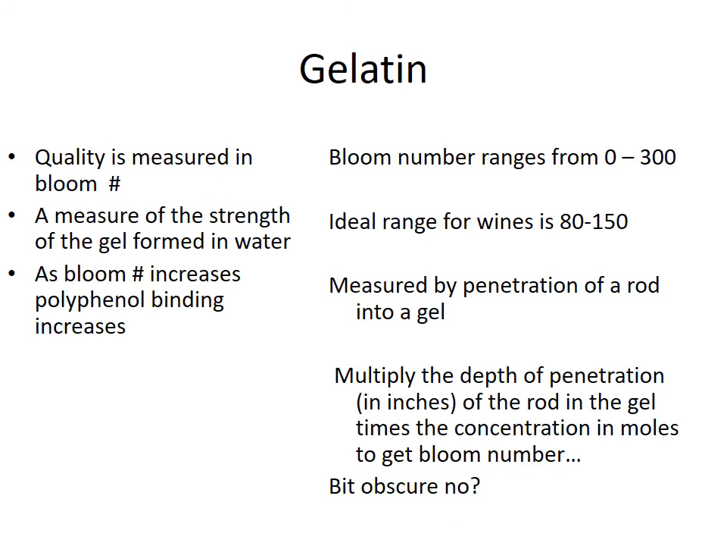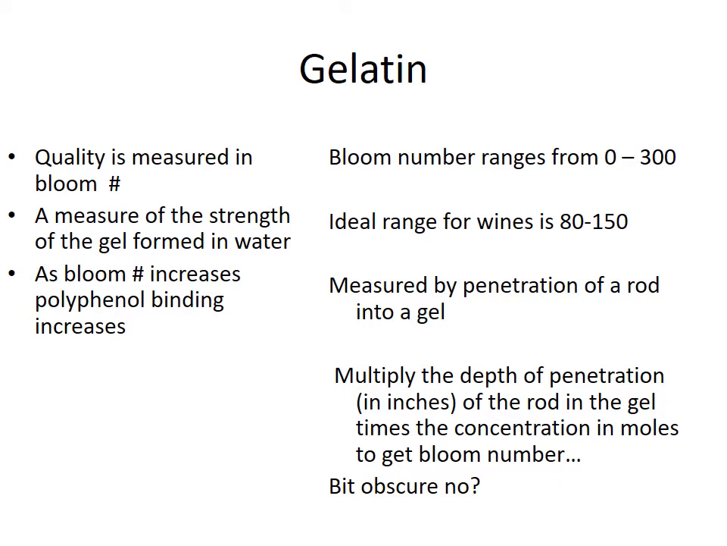Okay, I thought it was really funny. I found this straight on the back of a manufacturer's label, and I had to cut it and paste it into here. But the quality of a gelatin is measured in bloom number, the measure of the strength of the gel formed in water. As bloom number increases, polyphenol binding increases. Bloom number ranges from 0 to 300, whatever that means. The ideal range for wine is 80 to 150. Who knows what that means? But it's measured by penetration of a rod into a gel. And you measure by the depth of that penetration in inches of the rod into the gel times the concentration in moles to get the bloom number. Yep, that's how they did it.